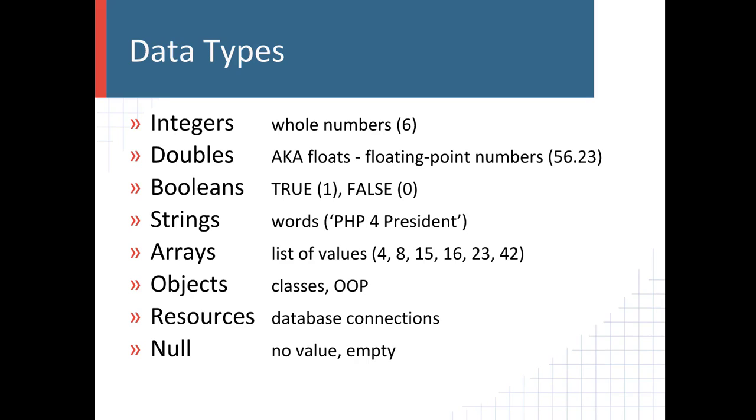Objects, used for object-oriented programming, combine the elements of data and functions together, and then resources allow you to communicate with an external program outside of PHP. Null is also a data type. It has no value and it's empty.